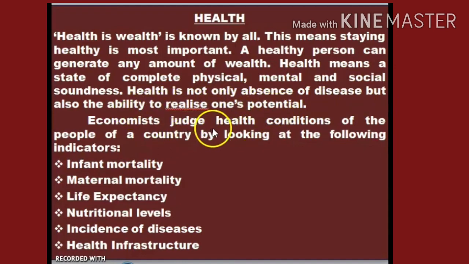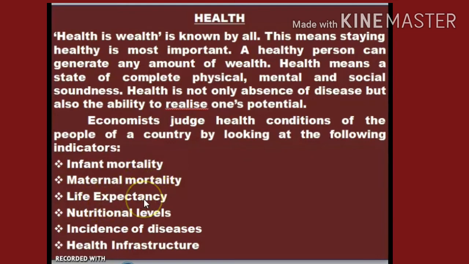Economists judge the health condition of the people of a country by looking at the following indicators, and by looking at these indicators, economists consider whether a country is developed or underdeveloped. First, infant mortality: children who do not reach the age of 1 and die, that is known as infant mortality. Maternal mortality means a death occurring within the pregnancy period, that is known as maternal mortality.